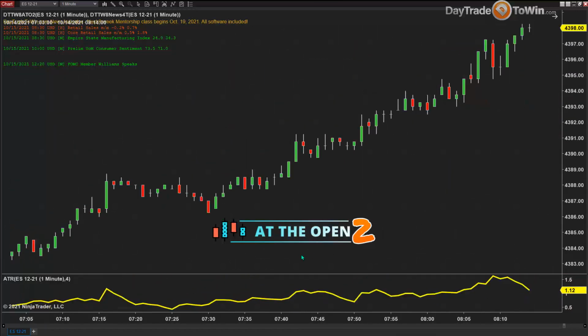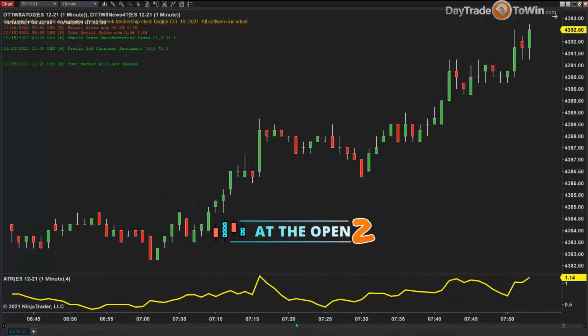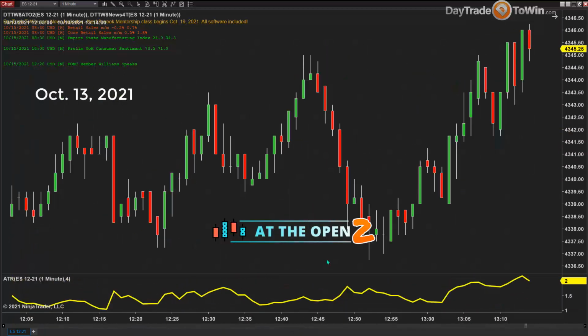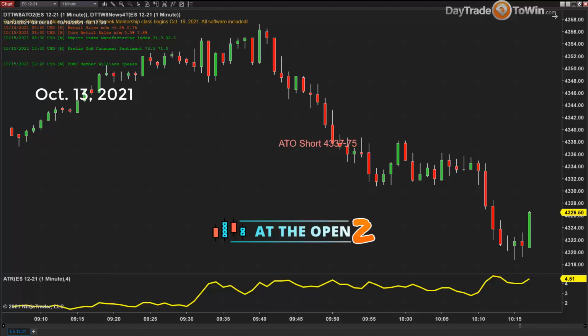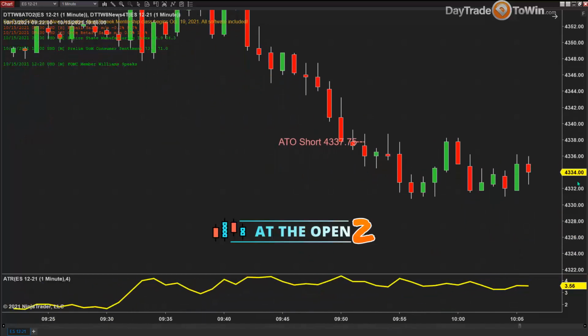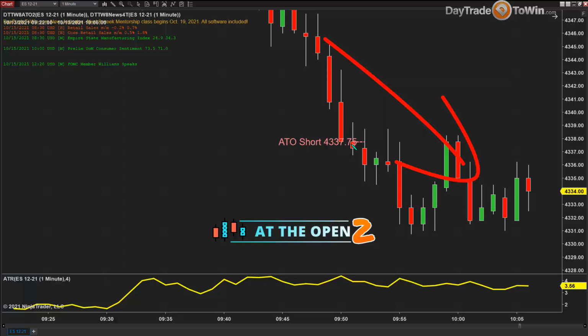Now if we look at what happened yesterday, October 13th, which is a Wednesday, let me go back to Wednesday, and this is what we have. We have a short signal. Now just one short signal. The at the open method is supposed to be a one and done type of trade. And so this signal here on October 13th, 43.37.75, short at about 9:56 in the morning.